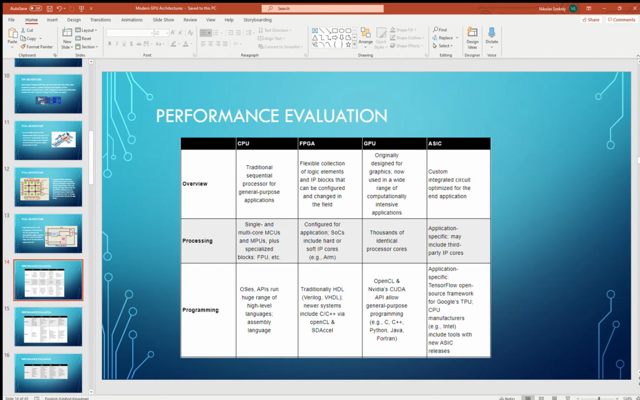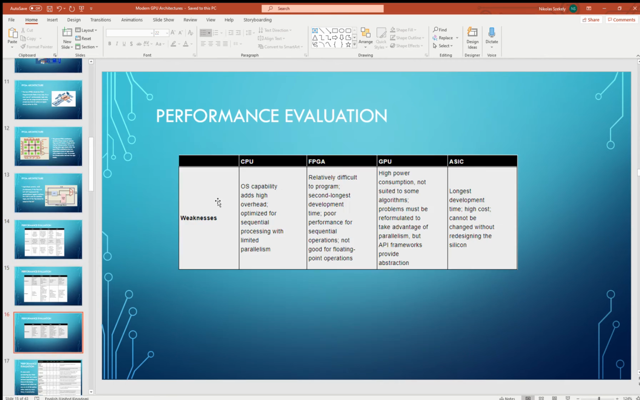As mentioned earlier, there is a little performance evaluation between CPU, FPGA, GPU, and DSPs. The traditional sequential processor is for general purpose applications. The FPGA is a flexible collection of logic elements and IP blocks that can be configured and changed in the field. The GPU was originally designed for graphics, but now it's used in a variety of computationally intensive applications, and the DSPs are custom integrated circuits optimized for an end application.